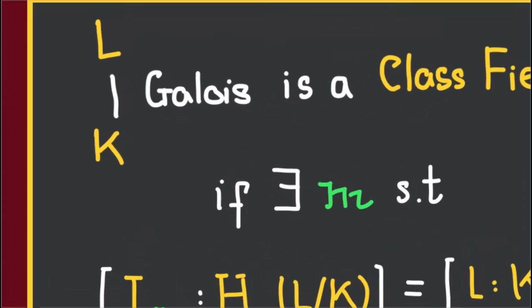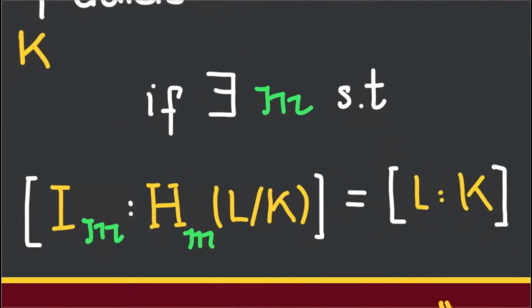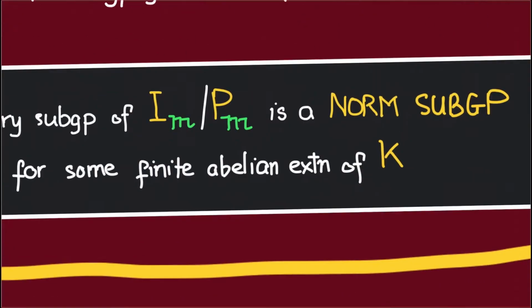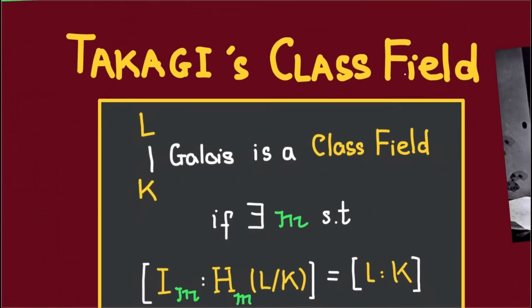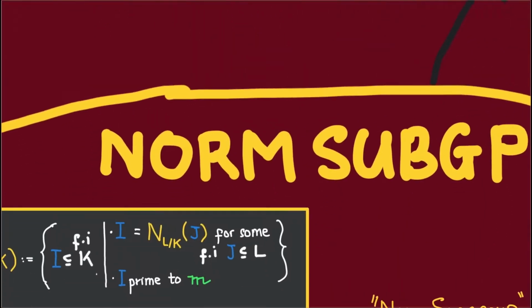For Takagi, L is a class field if there is a modulus M such that the degree of L over K is going to be equal to the index of some norm subgroup of L over K inside I_M. Later we'll see that every subgroup of this generalized ideal class group is a norm subgroup. So the two definitions are not that different. Now, what is the norm subgroup of L over K?